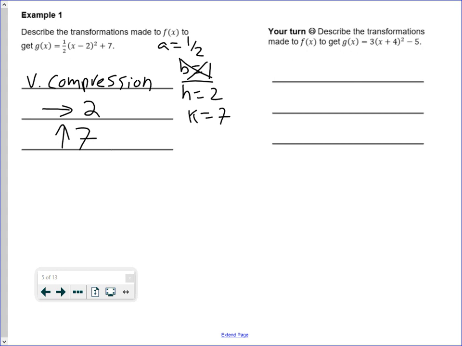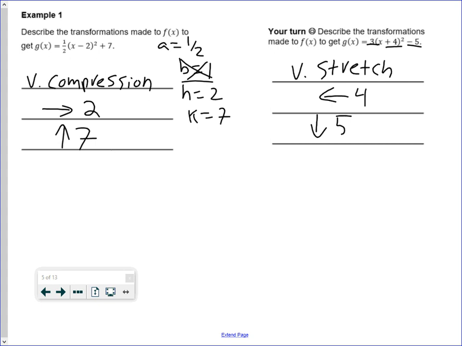So my a, I see is 3. So that means I have a vertical stretch. My h is -4. Remember, it's in the form x minus h. So x minus -4 gives me that x plus 4. So my h is -4, which tells me to go to the left by 4. And lastly, my k is -5. That tells me to go down by 5.